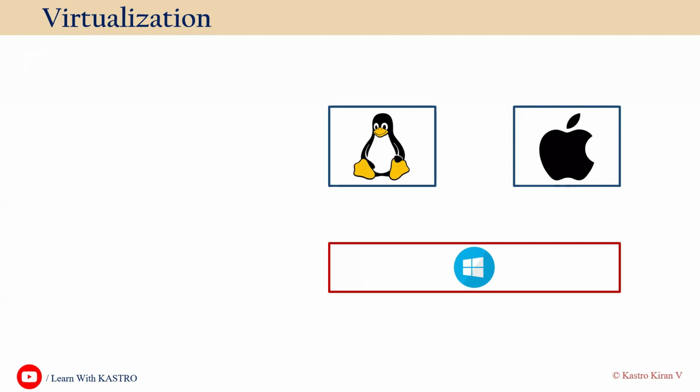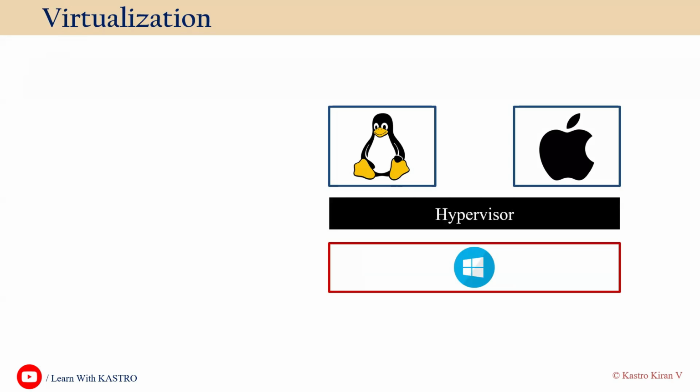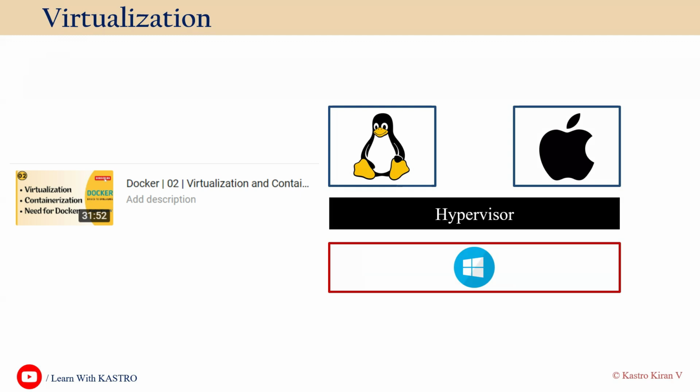So here, what is the host operating system? Windows is the host operating system. What are the guest operating systems? Linux and Mac are the guest operating systems. Now, how are we going to install Linux and Mac on top of the host operating system? In order to do that, we use software known as hypervisor software. This we also understood in the last video.